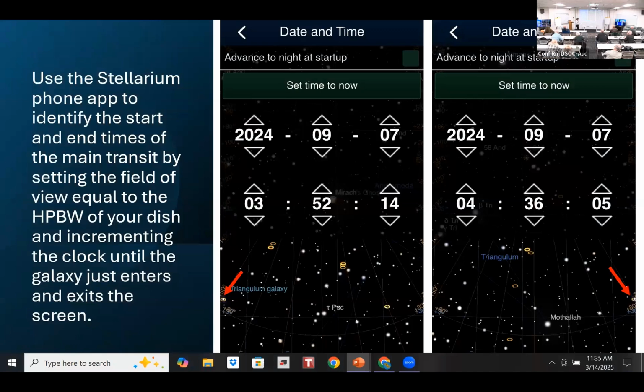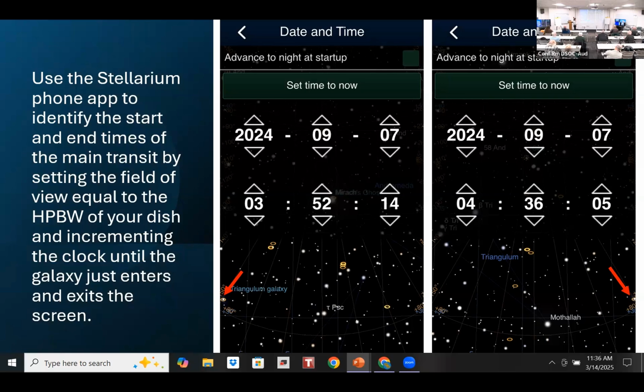So I use the Stellarium planetarium app on my phone to plan my observations. I set my location to where I'm actually at, and I set the date and time for when I want to do my drift scan. Then I zoom my field of view to match the half power beam width of my antenna, and set it pointing due south or due north, depending on the elevation of the target, right? Then I step through the times until I find when the source just enters and leaves the beam of my antenna, and that tells me the timestamps on my data collection that are in beam, right? Everything between this time and that time will be my main transit data.